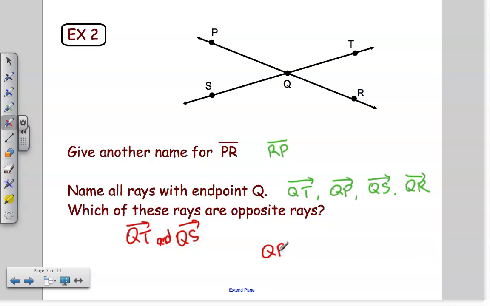And then ray QP, which is the next one I named. Where's my opposite ray? I keep going on the line, but in the other direction. So ray QR, these would be another set of opposite rays. Again, going different directions on a line, same endpoint.